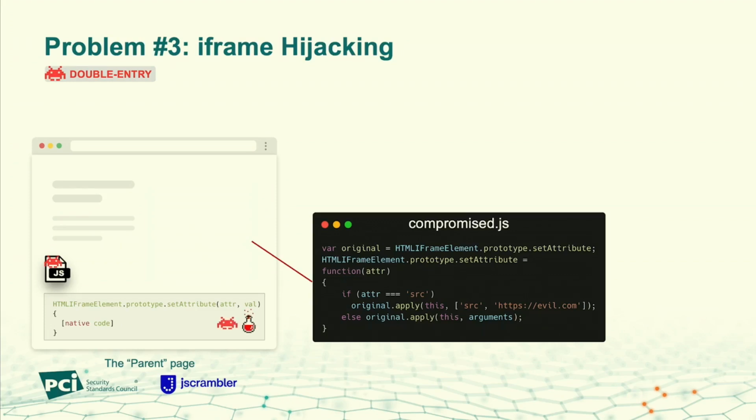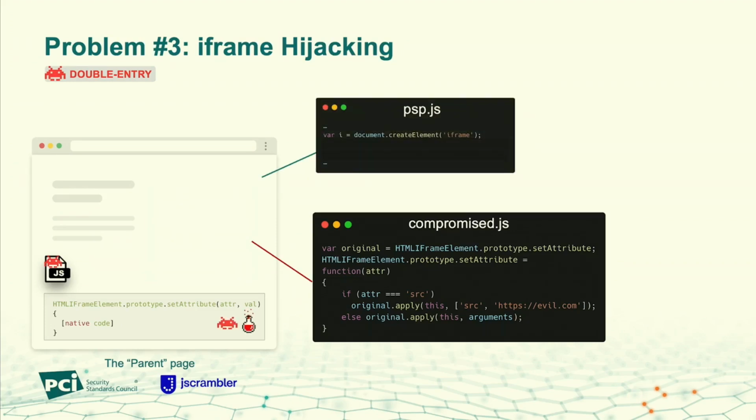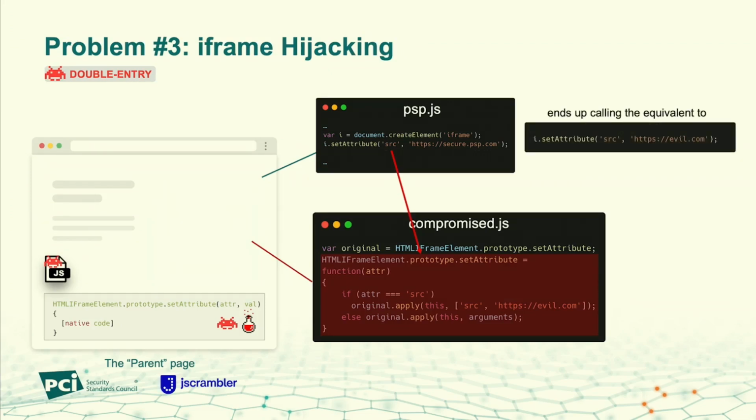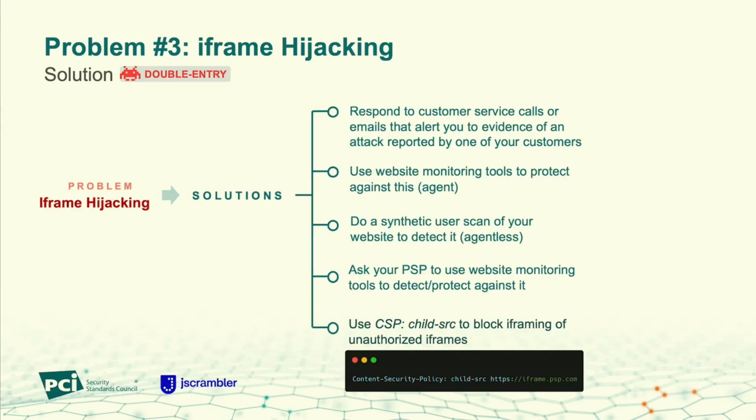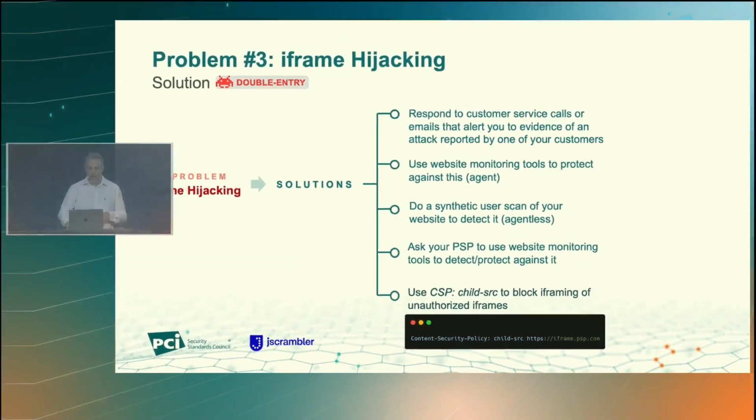So later, when the PSP is creating the iframe, like it normally does, at some point it will call this setAttribute, but instead of calling the default browser implementation of this function, it will call the compromised version of this function. And that implementation will basically ignore the URL passed to the function and will replace it with evil.com. And to defend against this attack, you can use exactly the same things that I've mentioned in the previous attack, so I won't go over it again.